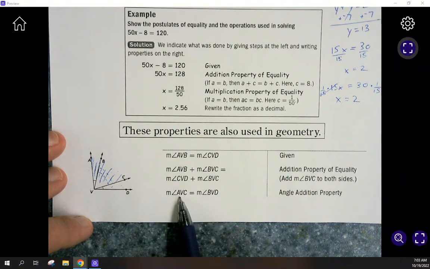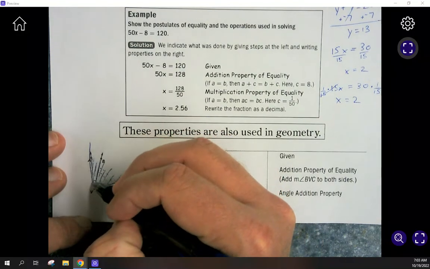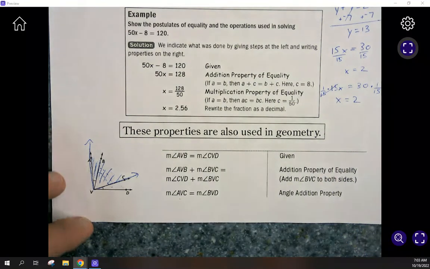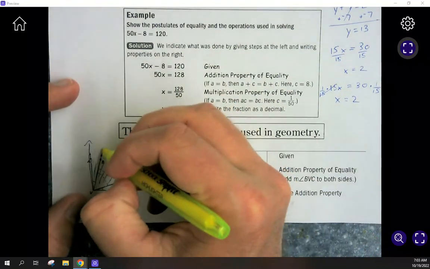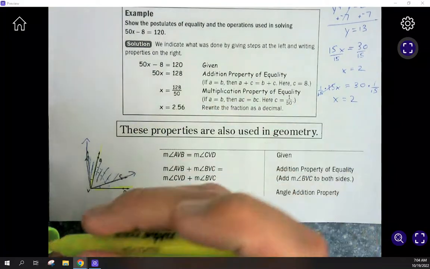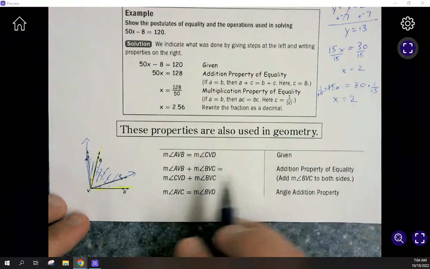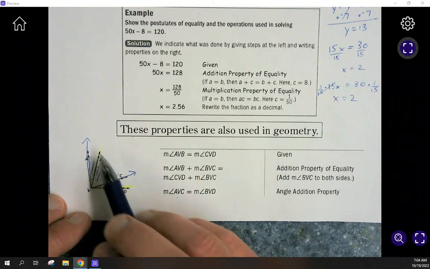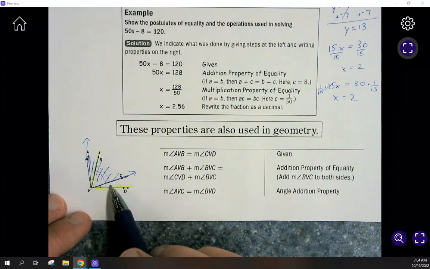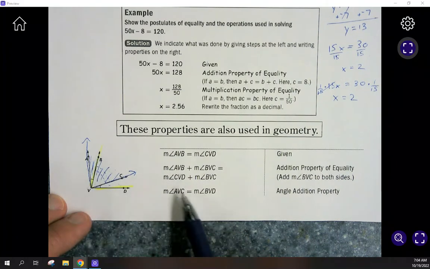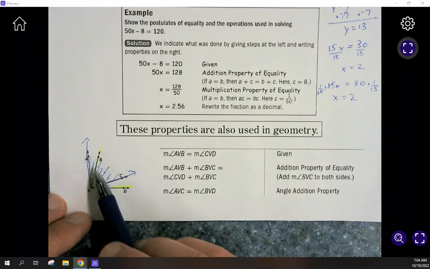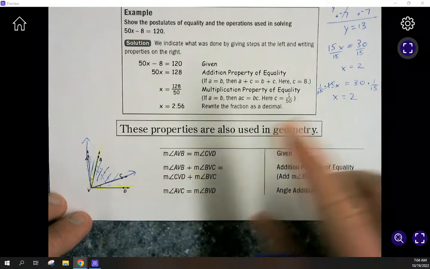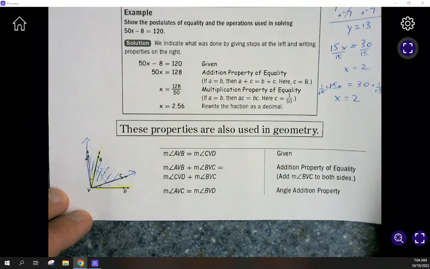And so I'm allowed to conclude now that AVC is going to be equal to this one, BVD. Using my addition property of equality and my angle addition property, I know that that angle equals this angle because I started with these two equal, and these combinations that I'm now comparing at the end are just our small little equal angles being added with the same angle. So our addition property shows us that those angles are equal. Okay, more on that later.